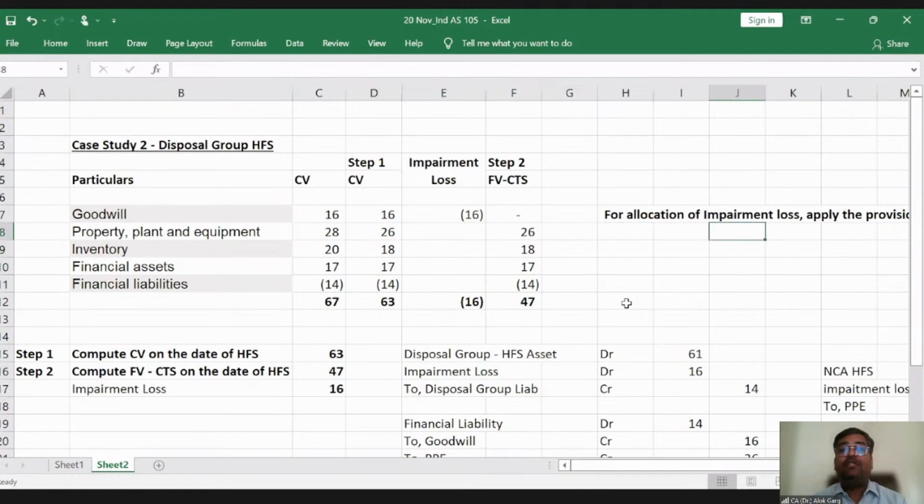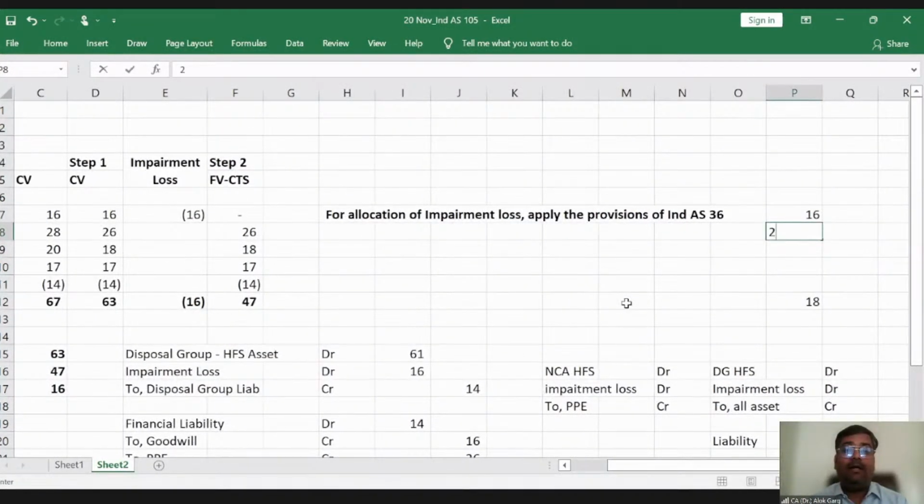So in this case, this 2 million will be debited to property, plant and equipment, right? This 2 million loss will be allocated to PPE. So this will be the situation, right? Clear? Is it clear, Kaushiki?